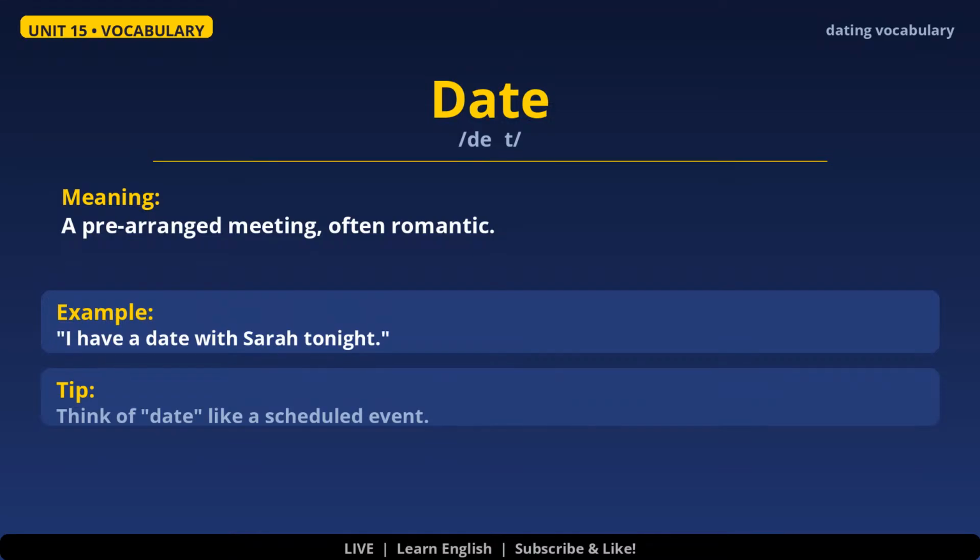The word is date. A prearranged meeting, often romantic. Here's an example. I have a date with Sarah tonight. Remember, think of date like a scheduled event.